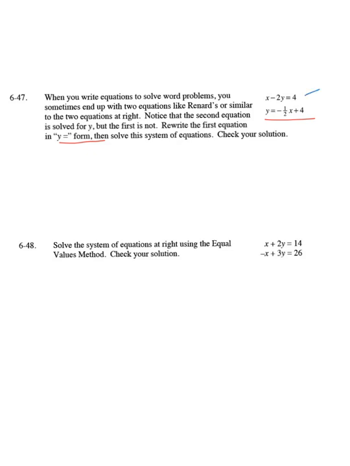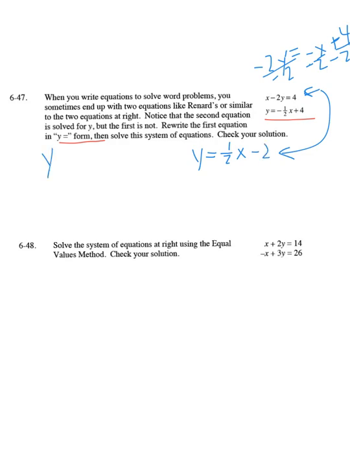So if I do the first equation, I would subtract an x from both sides, which would give me negative 2y equals negative x plus 4. And I would divide by negative 2. And so this equation right here would become y equals 1/2 x minus 2.